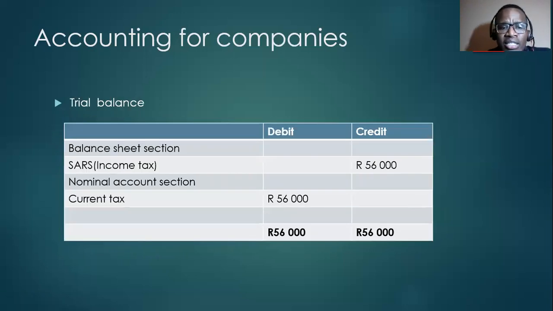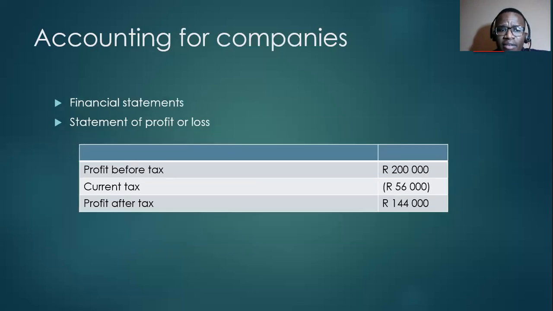Then on your trial balance, we expect under your balance sheet section, SARS income tax. This is a liability. That's why it's got a credit balance of 56,000. Then we have a nominal account current tax, which is equal to 56,000. Then the trial balance balances on both sides. The debit has to be equal to the credit, right?